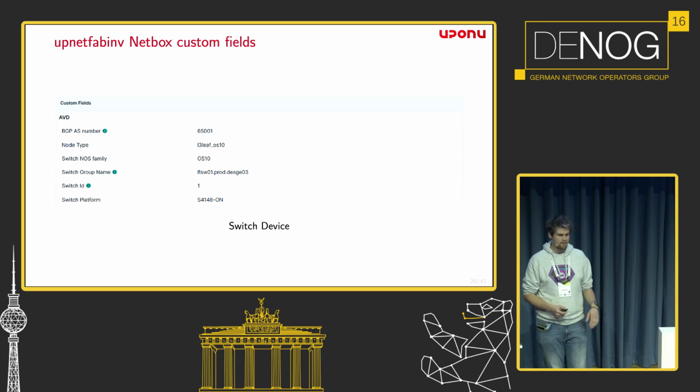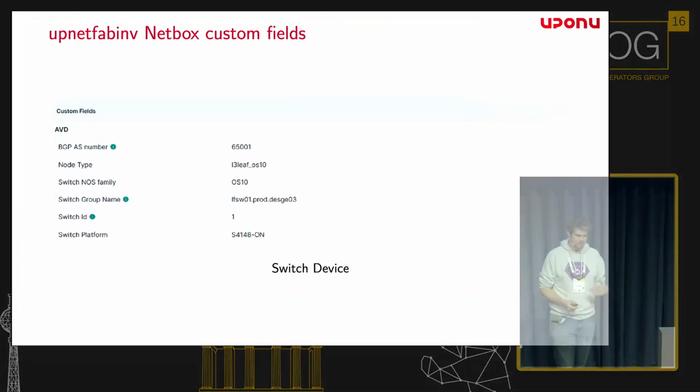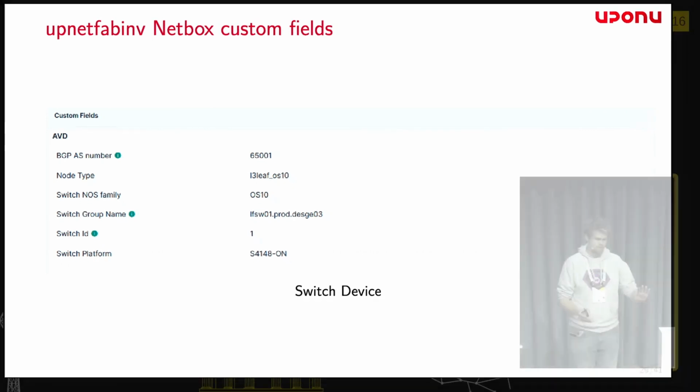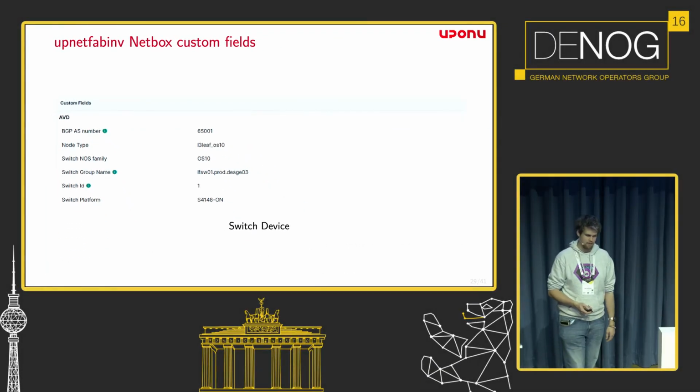So this is an example we have from a switch. A switch has only these additional parameters: the BGP AS number, the node type, if it's a leaf, a spine, or a layer 2 leaf, the network OS family, where we know in the end on which devices we are deploying, a switch group name, a switch ID, and the platform, because even if you have the same OS, the platform can differ. Maybe the management interface number is another one, or the switch doesn't even support MLAG or something like that, so there are some platform-specific settings in the background.